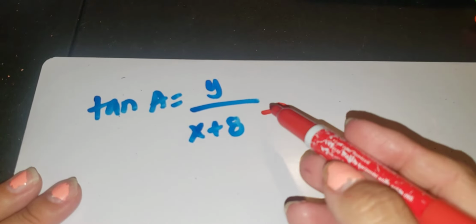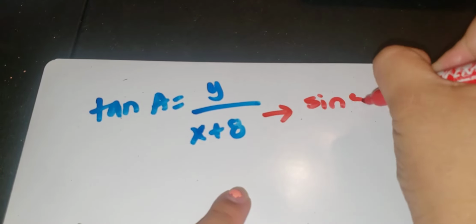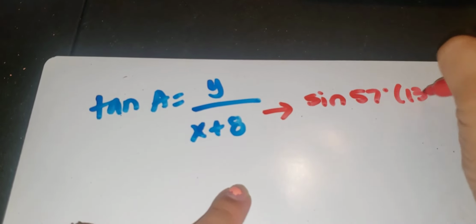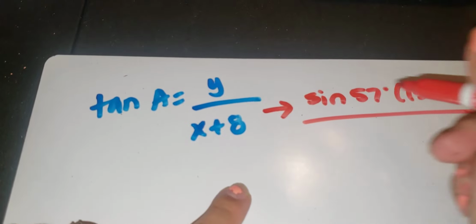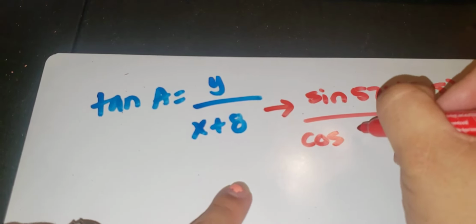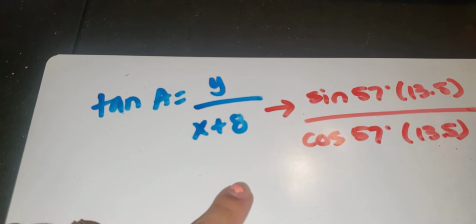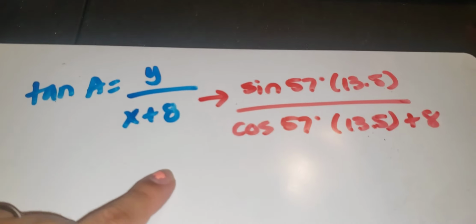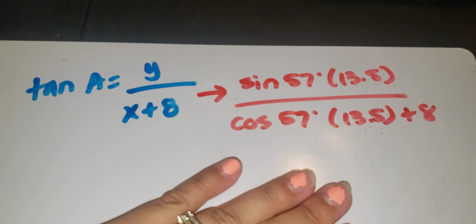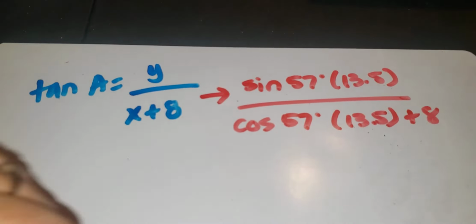So y is sine of 57 degrees times 13.5, and x is cosine of 57 times 13.5 plus 8. And boys and girls, you could save a little bit of work. Instead of plugging this in your calculator, go ahead and do one more step.